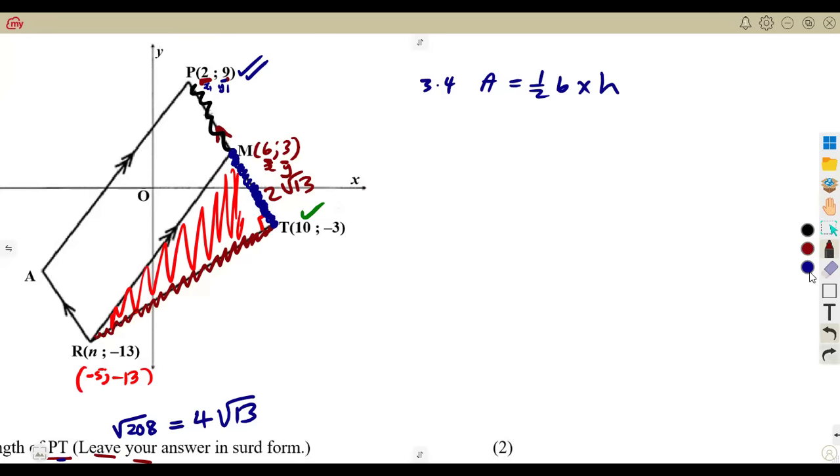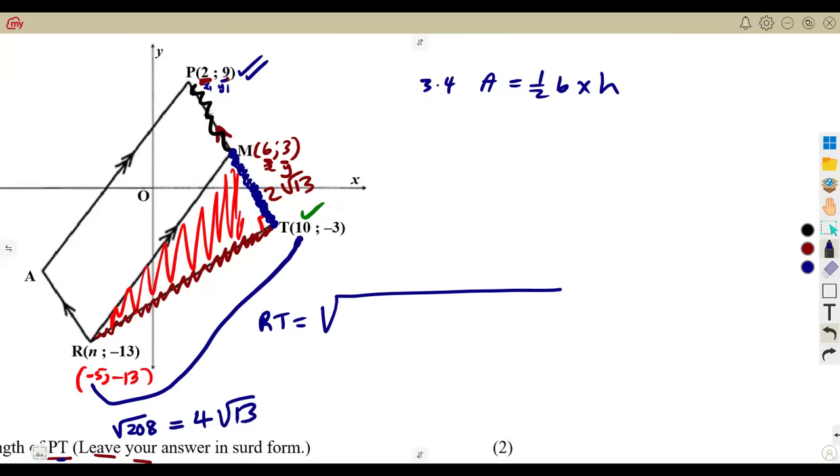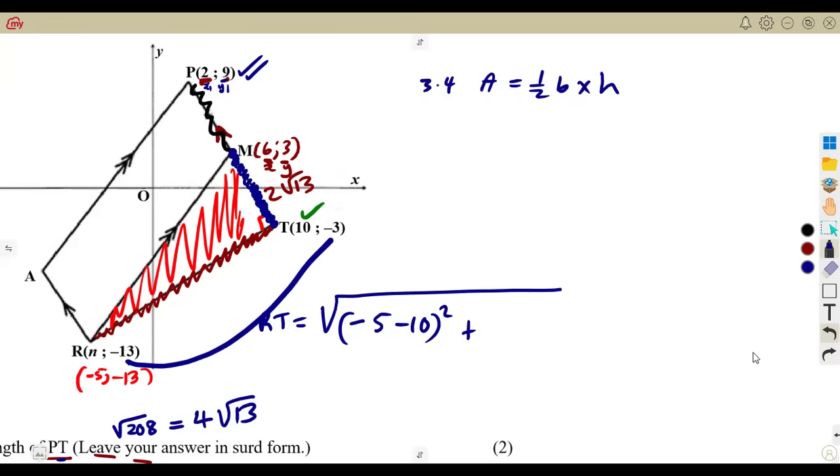So as we can see, the length RT can be calculated. We have all the values. Using the X values, you subtract: this one minus this one, that is minus 5 minus 10, squared. Remember your formula, guys, plus the Y values, minus 13 minus 3. Remember a minus and a minus will give you a positive.